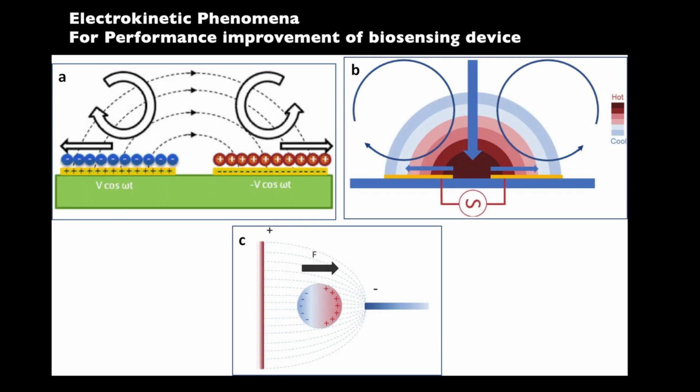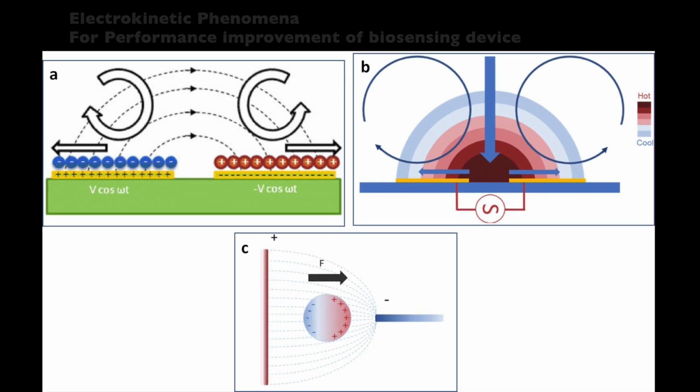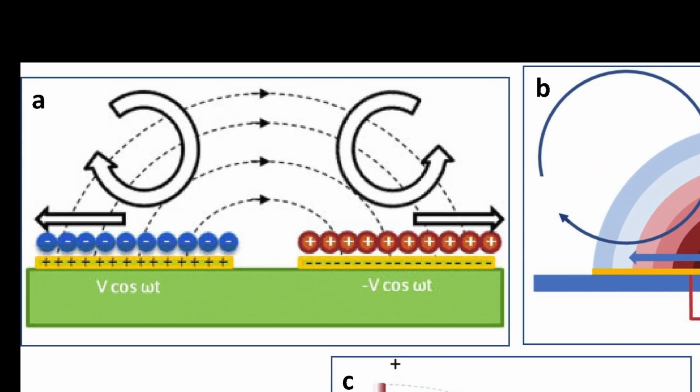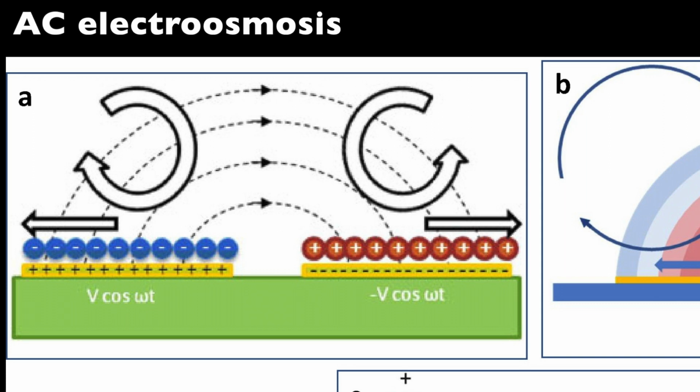Here shows the schematic of the three electrokinetic phenomena used for performance improvement of the biosensing devices. So in picture A, it shows the electro-osmotic slip velocity, which is generated adjacent to the surfaces of a pair of coplanar electrodes. The bulk of the liquid is dragged to motion, and therefore two vortices are formed on top of the electrodes.